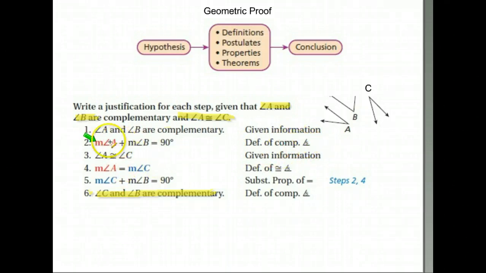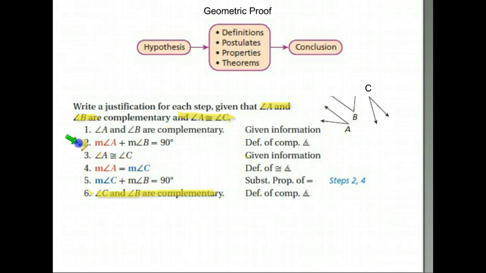Again, our goal is to show that C and B are complementary. The next thing they said is that A is congruent to C. We know that because we were given that information. They used that to say, if they're congruent, then their measures are equal. It seems weird that you would have to do that step, but you do. Our reason for that is the definition of congruent angles, which is two angles that have equal measures.